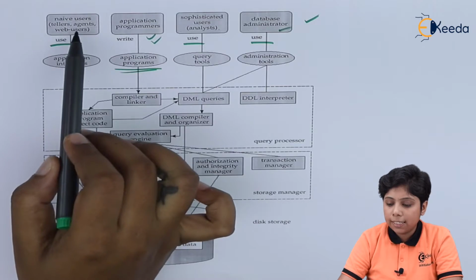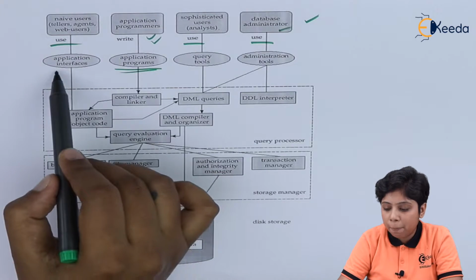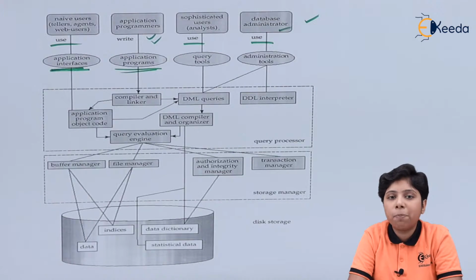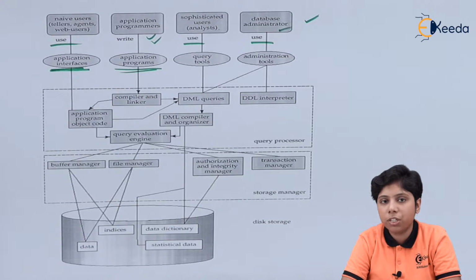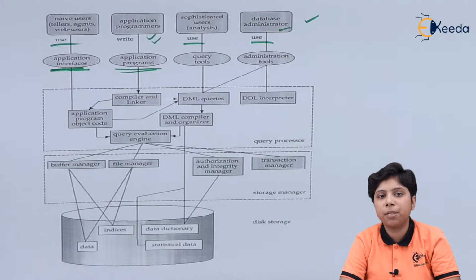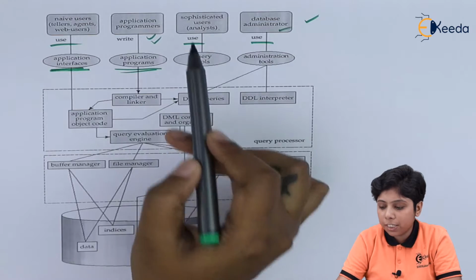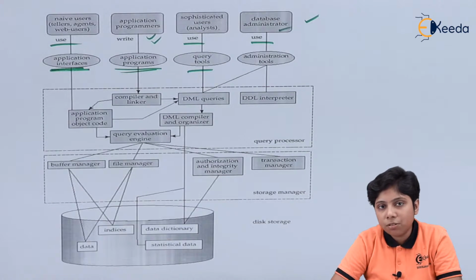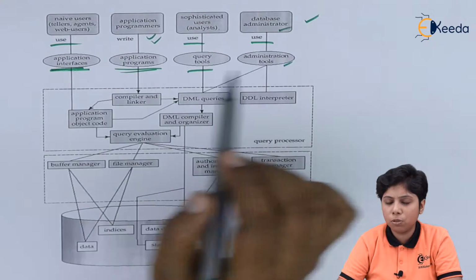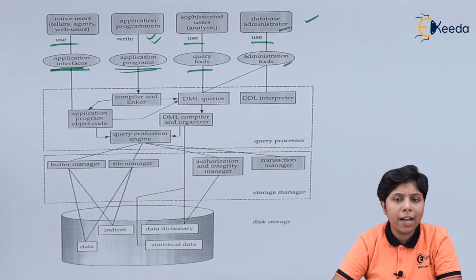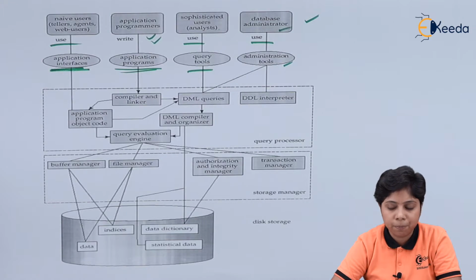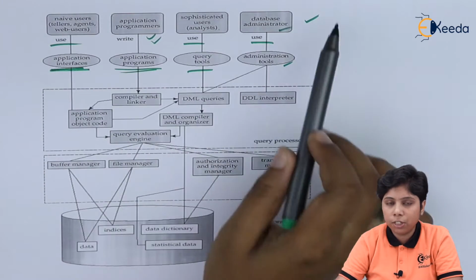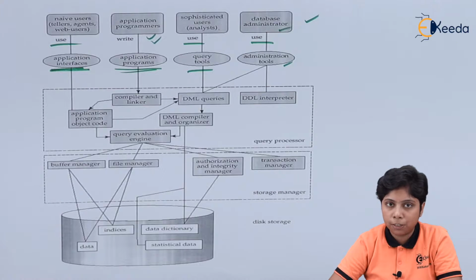Next, we can see that the naive users use the application interfaces or application programs, by which we can communicate with the database systems. The sophisticated users directly use the query tools, and the administrative users, like the specialized users, can use the administrative tools like authorization and other administrative functions. So these are all for the user part and the administrator part.